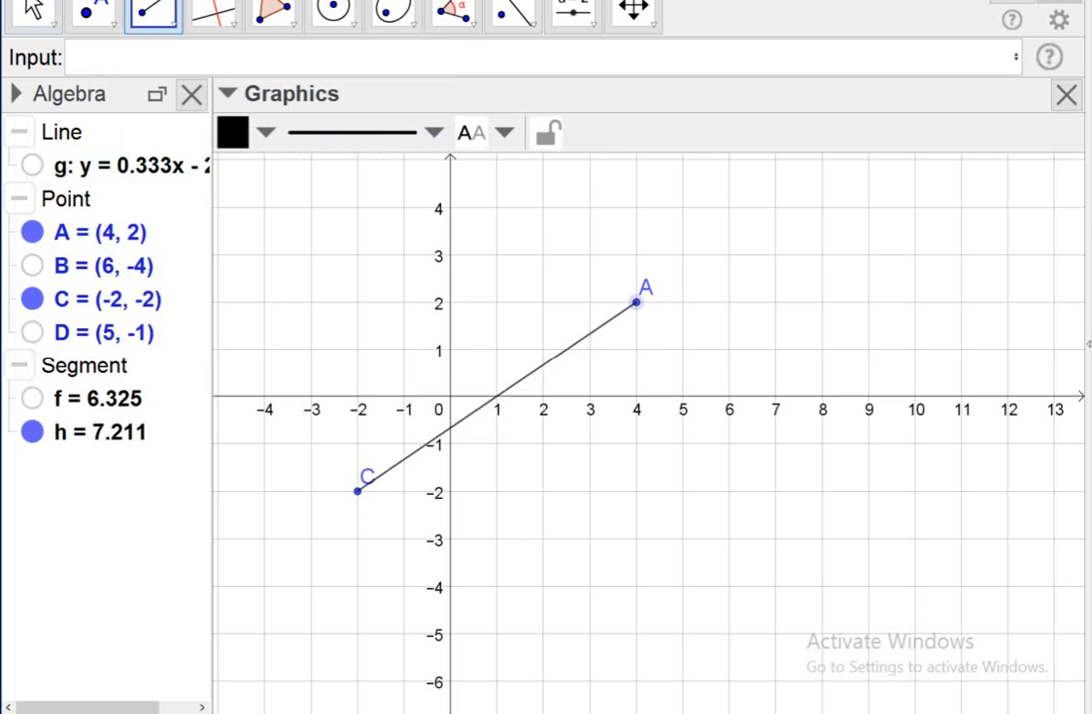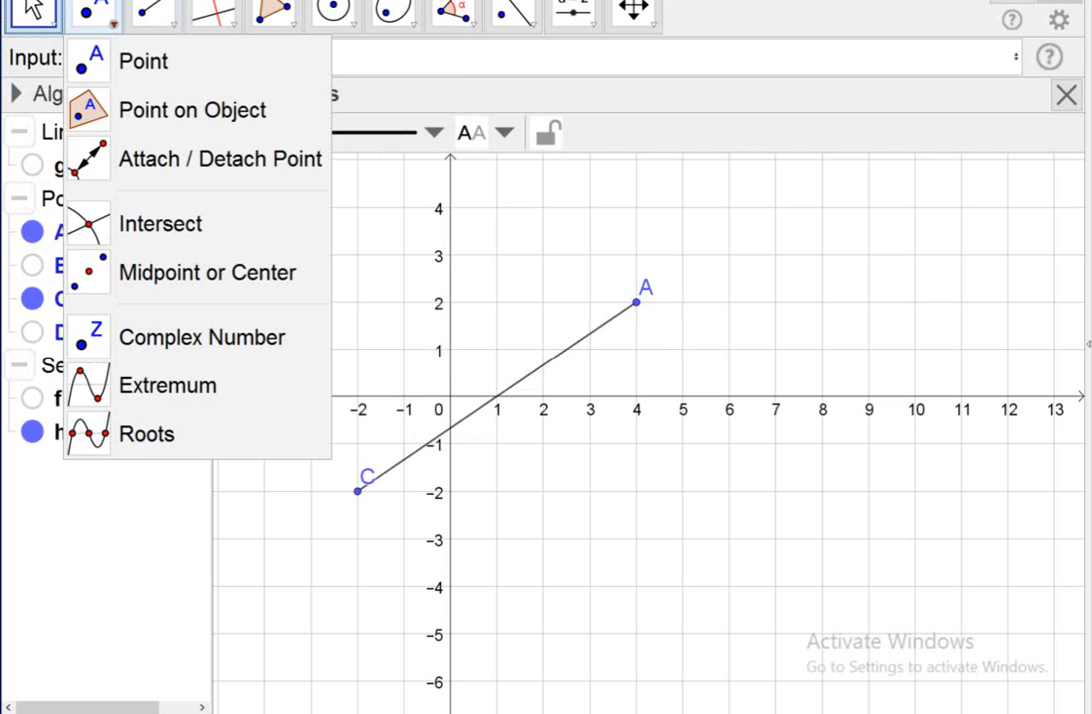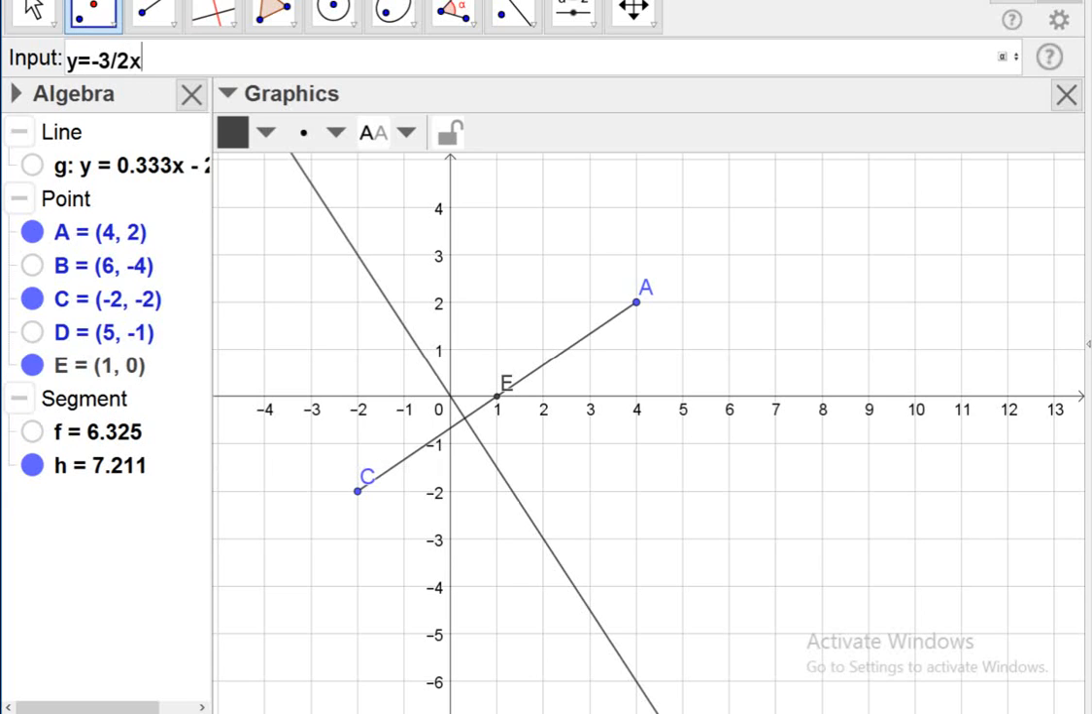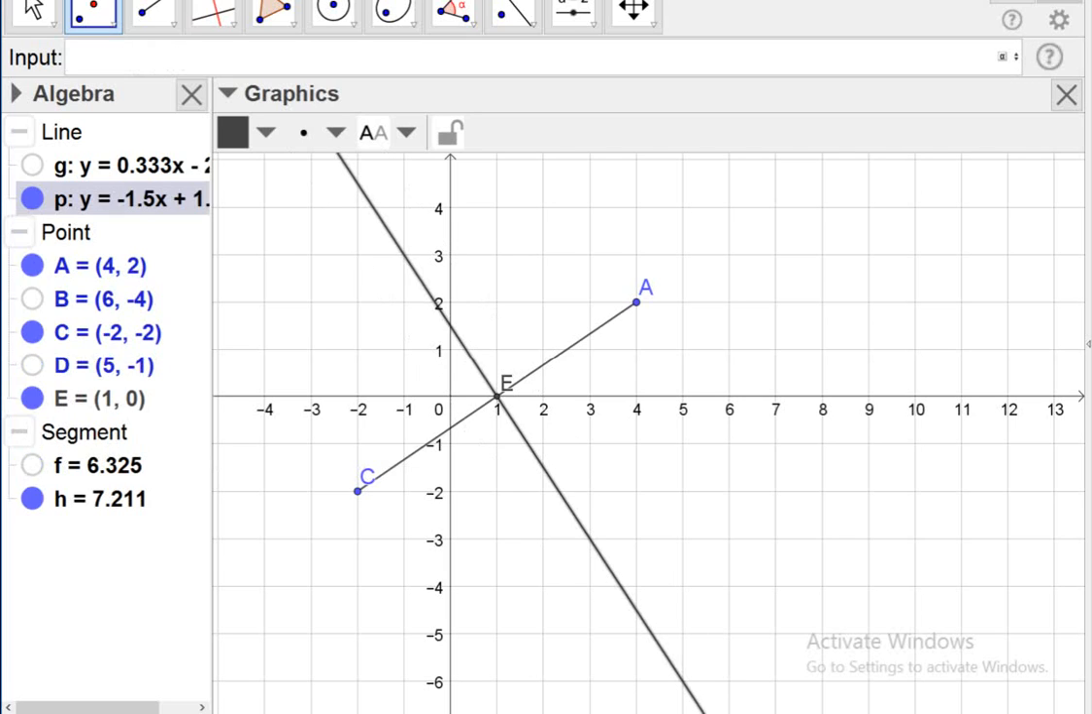So I look at that segment. We said we anticipated the midpoint to be at 1, 0. So if I click on the midpoint of AC, it does give me 1, 0. And then we came up with the equation Y equals negative 3/2 X. Was it plus 3/2? Plus 3/2. And it goes straight through E, goes through my midpoint.